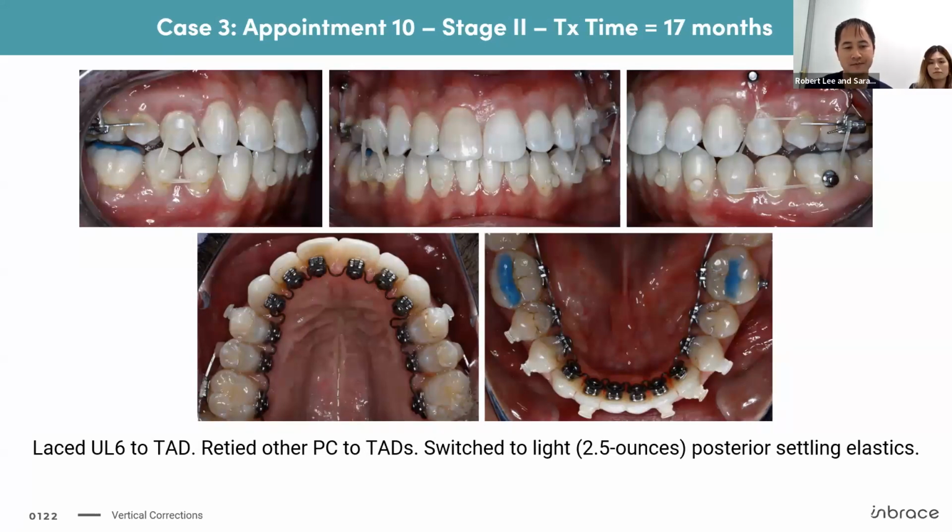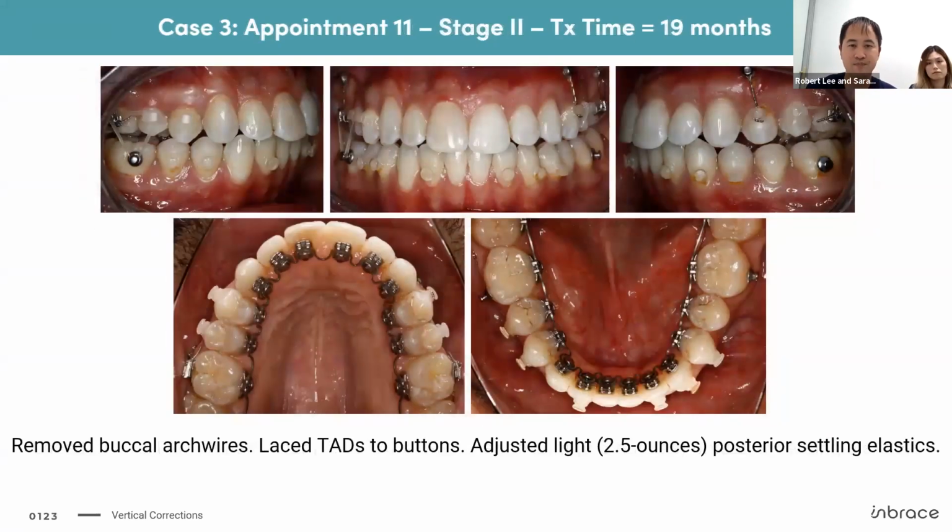At 17 months, I felt the upper left 6 had gotten some fairly good intrusion, so I went ahead and laced that off. The upper right 6 and upper left 4, not quite there yet, so I continued to run the power chain there. And at this point, I was also deciding I had some space to start bringing the lower up, so I ran some settling elastics to start extruding the lower posterior teeth.